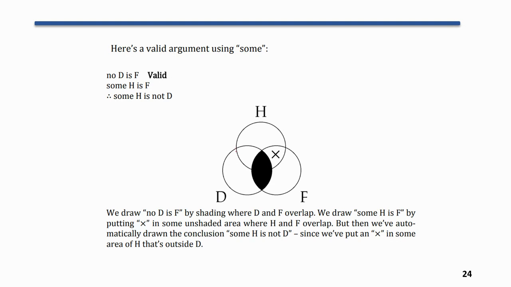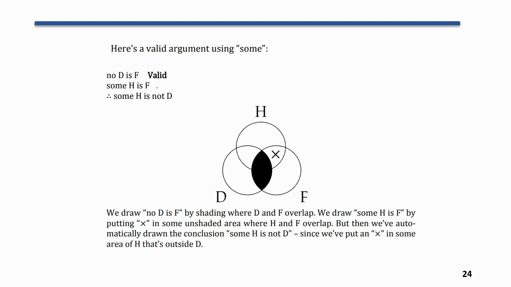This portion is coming, so between H and D. But then we have automatically drawn the conclusion that some H is not D, right? This conclusion that some H is not D holds because some portion is shaded and some portions are not shaded. So it means some H is not D. And then this argument is valid. We are coming to a valid conclusion.